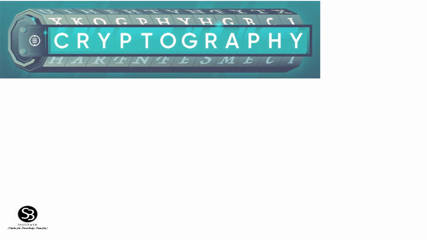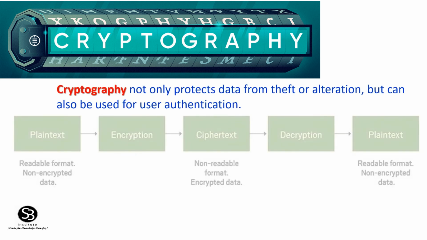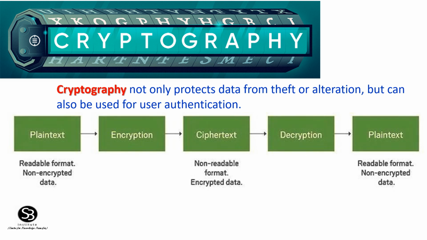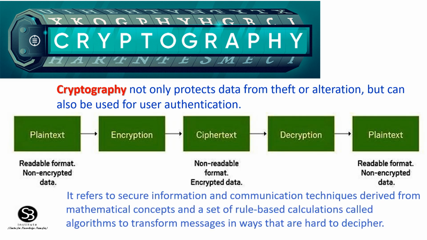One of the main ways of network security is cryptography. Cryptography not only protects data from theft or alteration, but can also be used for user authentication. Once the plain text is encrypted, it is called cipher text. Cipher text is a non-readable format, which is also known as encrypted data. So cryptography refers to the technique of securing information and communication derived from mathematical concepts and a set of rule-based calculations called algorithms to transform messages in a way that is harder to decipher.